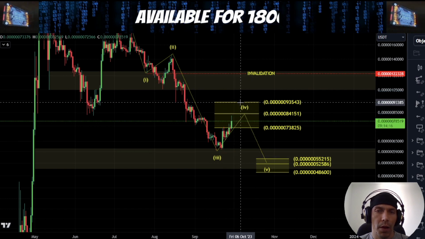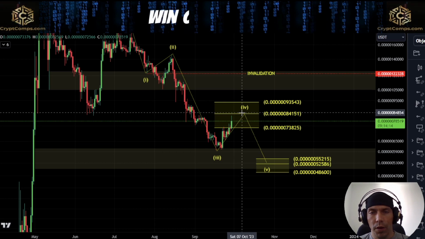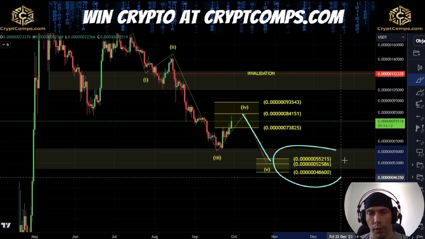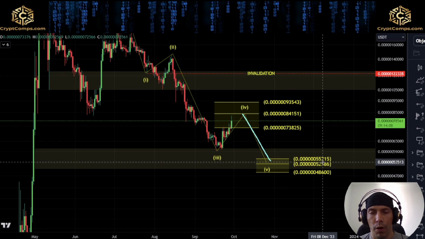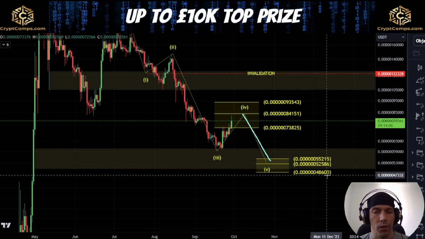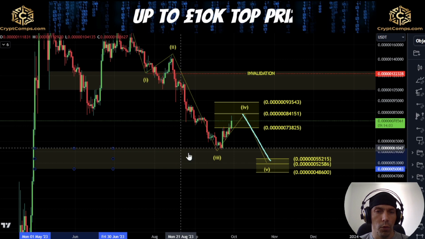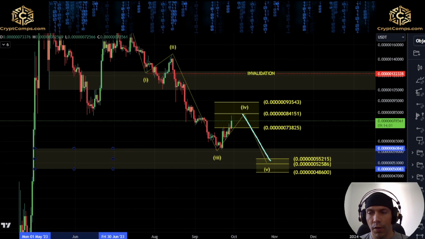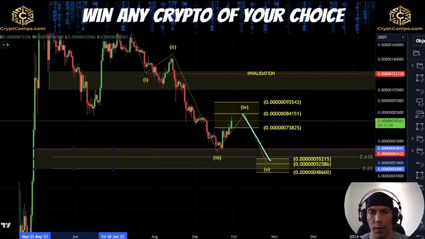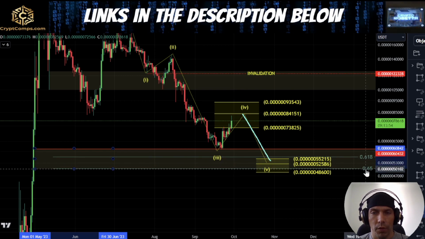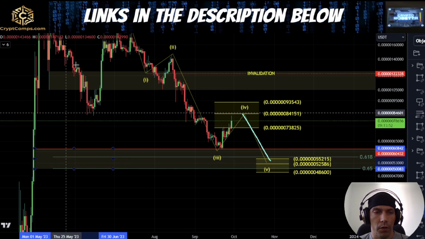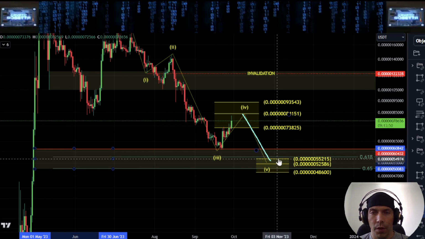If we fail to break back above this level, we could still be in the position here where we're looking for this 5th wave target, which would bring us down towards this 55215 to this 48600 region. This would also align with one of our target boxes that we've got over here, which does have some interesting areas. We have this 0.618 to the 0.65, which would be of this entire move to the upside. So we're going to be keeping an eye on this level.